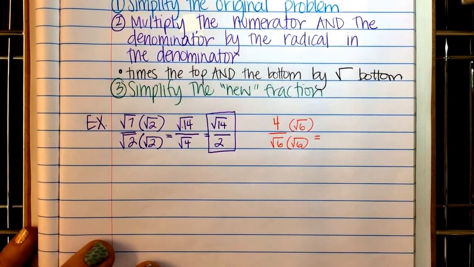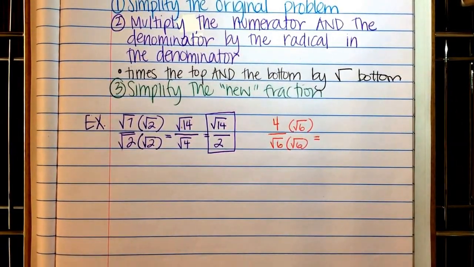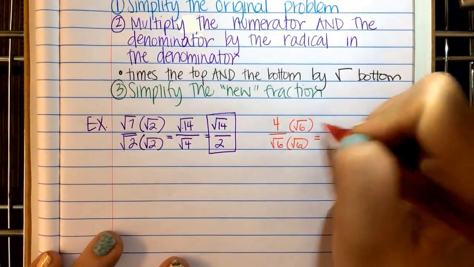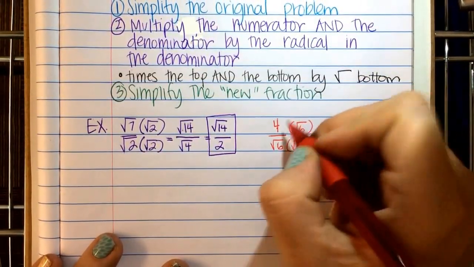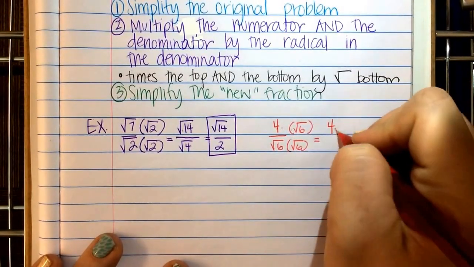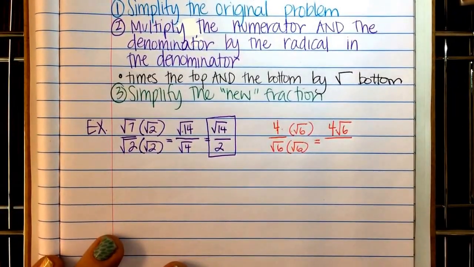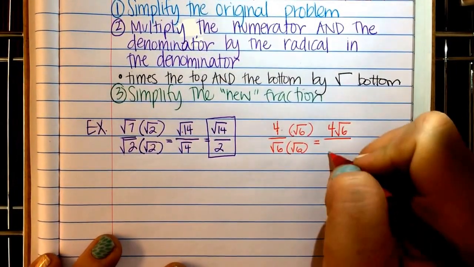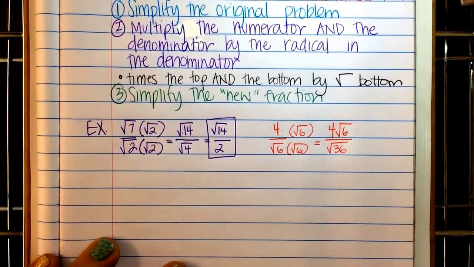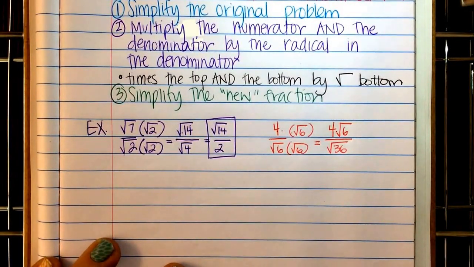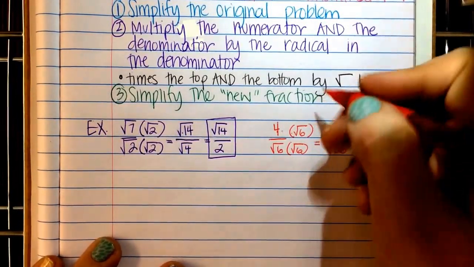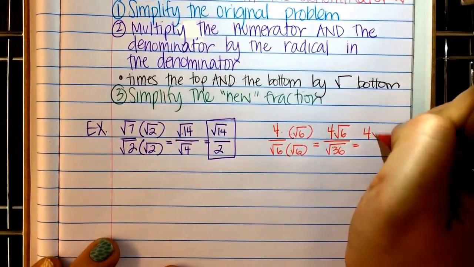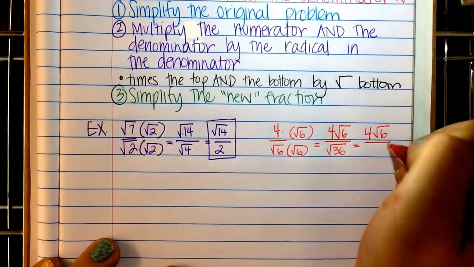What's my new numerator? Not radical 24. 4 is a coefficient times 1 is 4. And no radical times radical is radical 6. Over radical 36. I still have a radical in the denominator. But it's a perfect square. So I can simplify it. 4 radical 6 over 6.